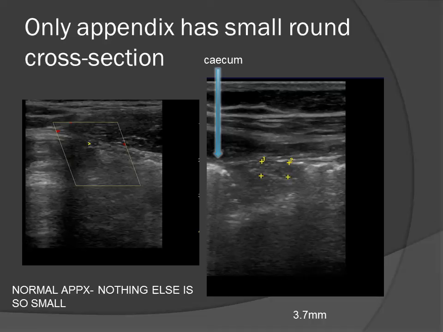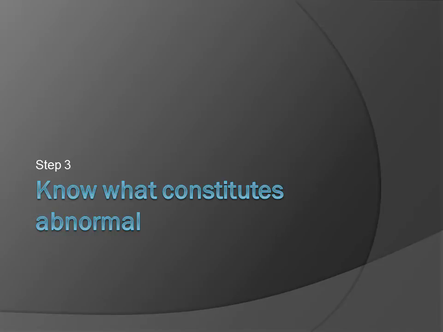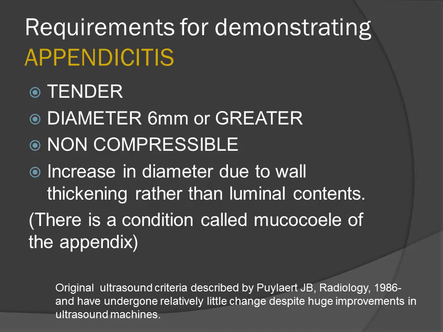Here are a couple of examples of the tiny little intraluminal spot of air and what it may look like in cross-section. The third step is that you know what actually constitutes appendicitis. There's a recent review by Trout that puts this into contention, but the original characteristics were described, believe it or not, in 1986, and very little has changed since then.